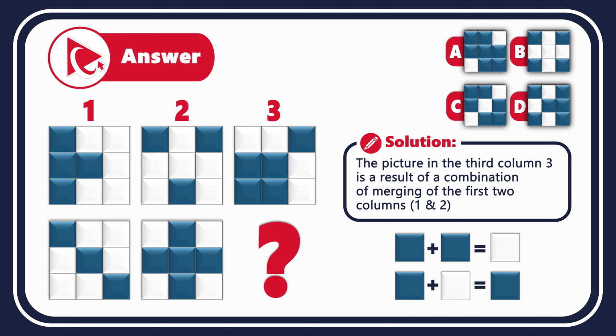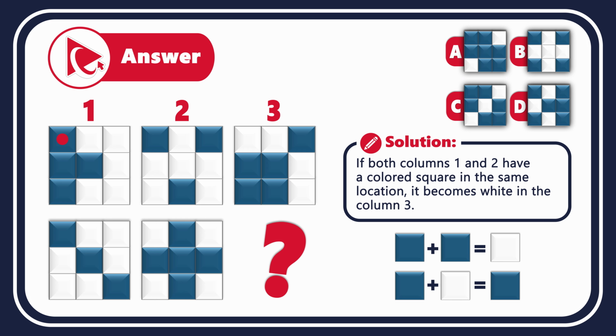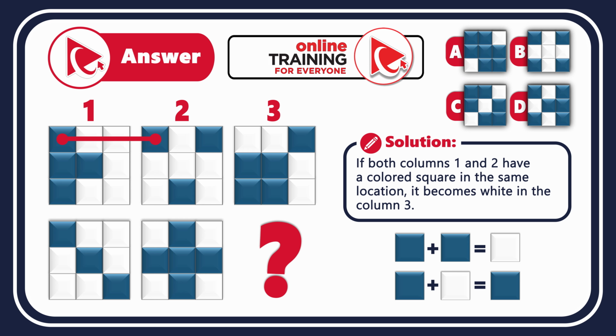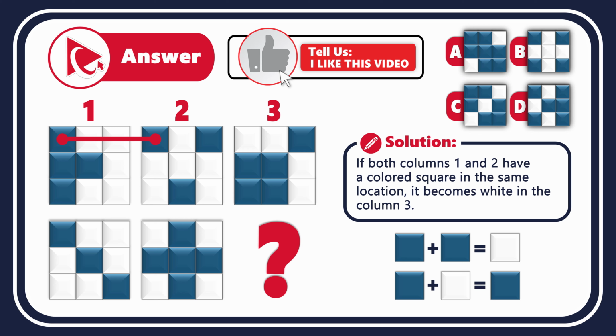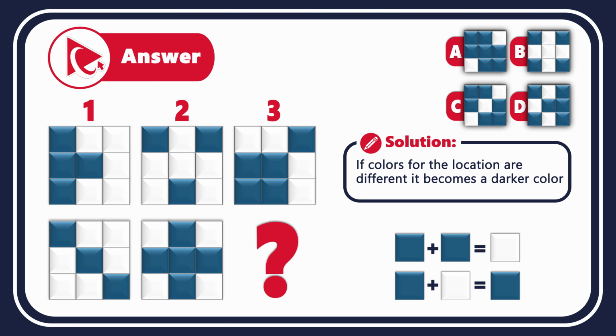Let's start with the small square in the first row in the upper left corner. The small square is a darker color. In the second column, the small square is also dark, so when we merge dark color and dark color, we end up with the white color. And the second merging rule is that if colors for the locations are different, it becomes a darker color.